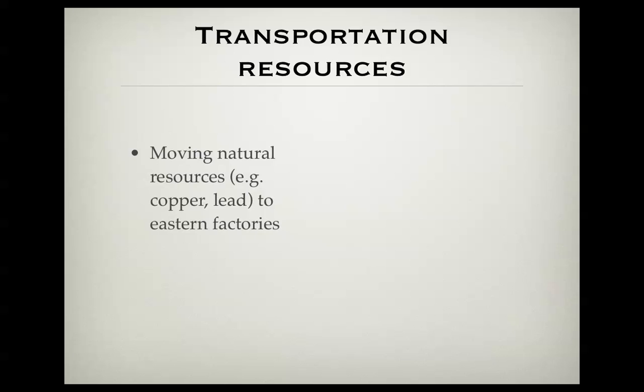Here you have moving natural resources, such as copper and lead, to eastern factories. There are a lot of copper mines up in the upper Midwest, and there's lead that you could find in the upper Midwest, and they could send that using railroads to the Northeast, or places like Pittsburgh or Philadelphia, where they can use that to build whatever product they need.